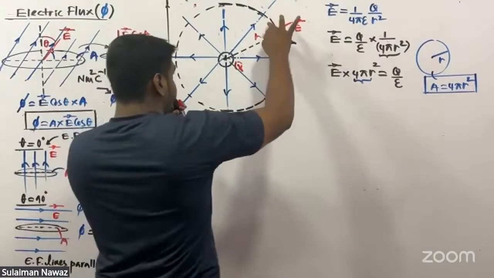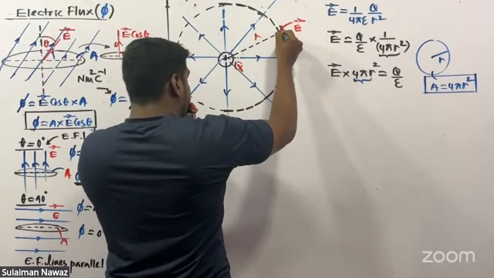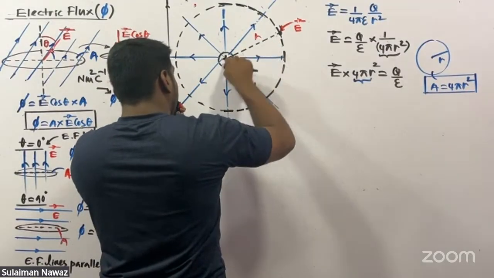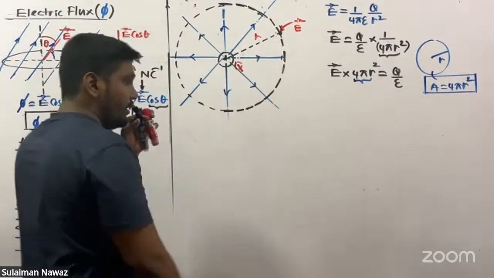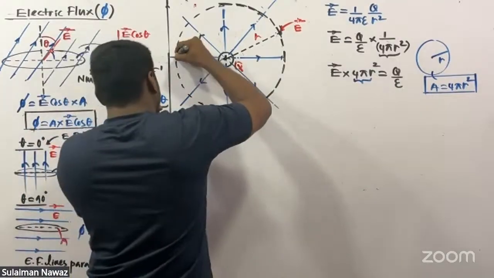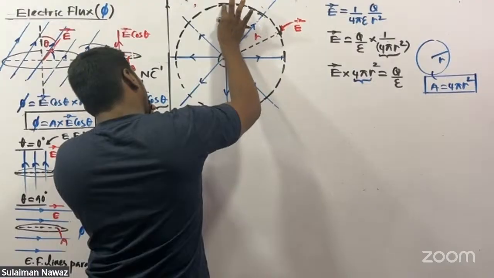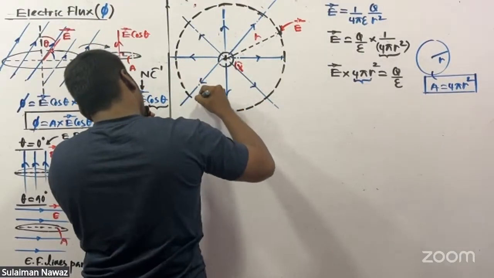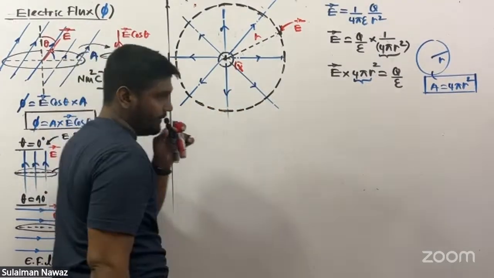Back to the diagram. By considering the radius as r, if I draw an imaginary sphere with the center at the location of this positive charge Q, this is how my imaginary sphere looks. Okay, no issues? Yes, so far everything is fine, sir. Right. Okay.